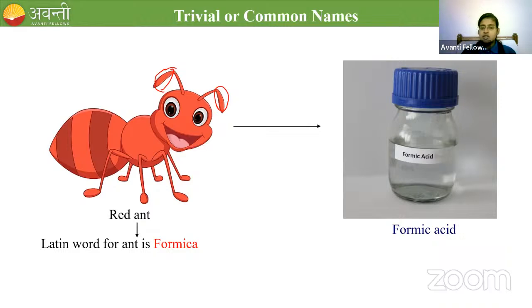So it is because of the acid present inside the sting. And we call that acid formic acid. Why are we naming this formic acid? Because it is present in the ant called Formica. So naming is done based on the origin and using certain properties. That's why those names are called trivial names or common names of the compound.